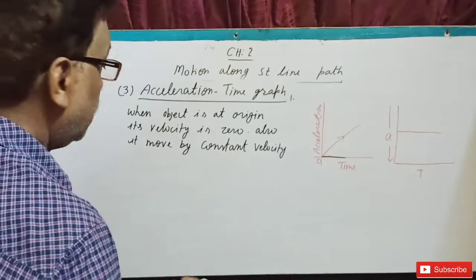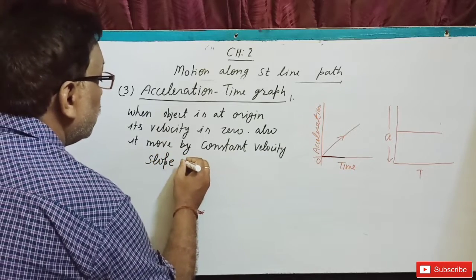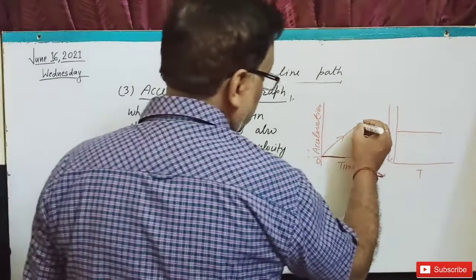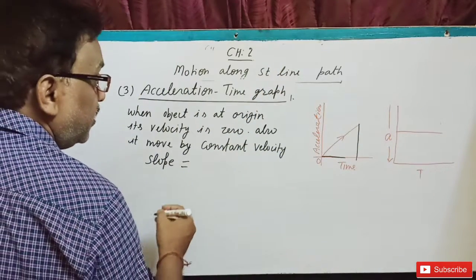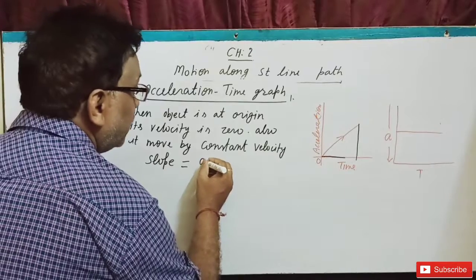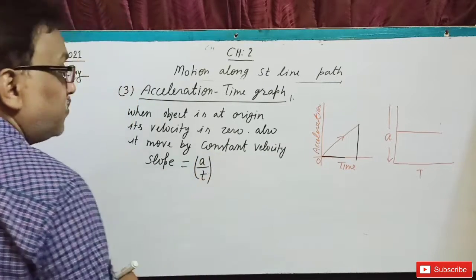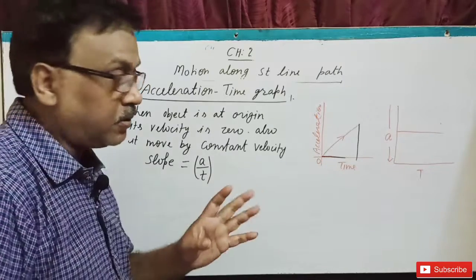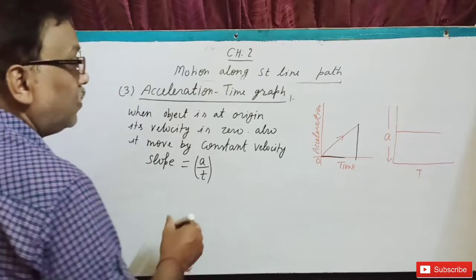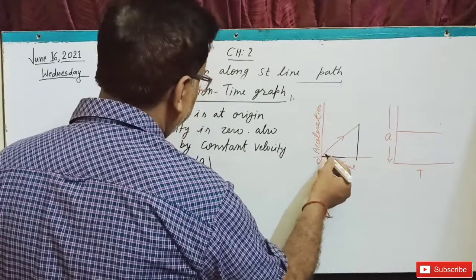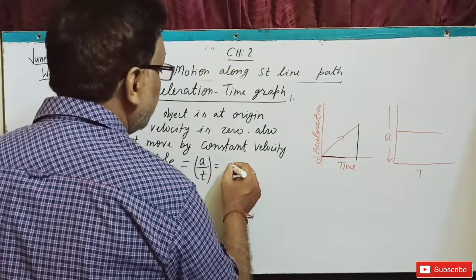You look, the slope of curve, slope is how much? You draw perpendicular, then it gives you acceleration upon time. Rate of change of acceleration, but it will give you nothing, because here the acceleration is 0. So the slope will give you 0.